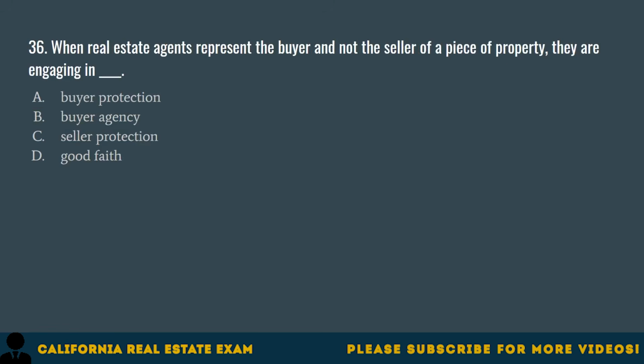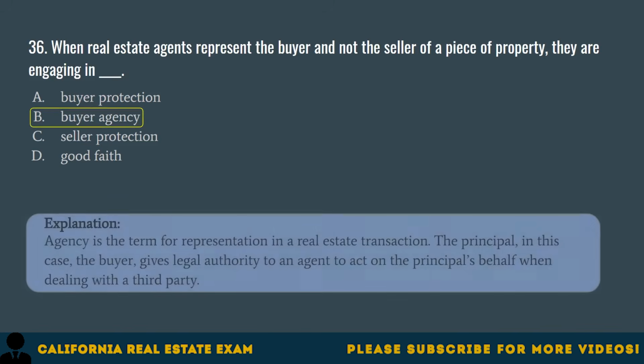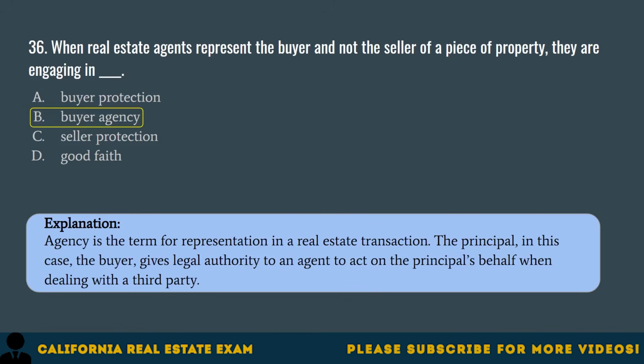Question 36. When real estate agents represent the buyer and not the seller of a piece of property, they are engaging in A. Buyer protection. B. Buyer agency. C. Seller protection. D. Good faith. The correct answer is B. Buyer agency. Agency is the term for representation in a real estate transaction. The principal, in this case the buyer, gives legal authority to an agent to act on the principal's behalf when dealing with a third party.